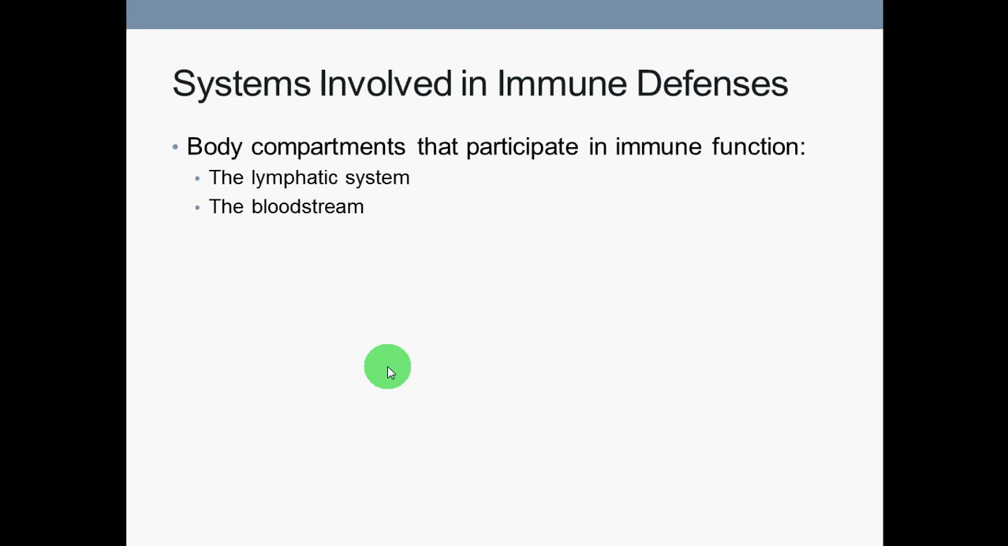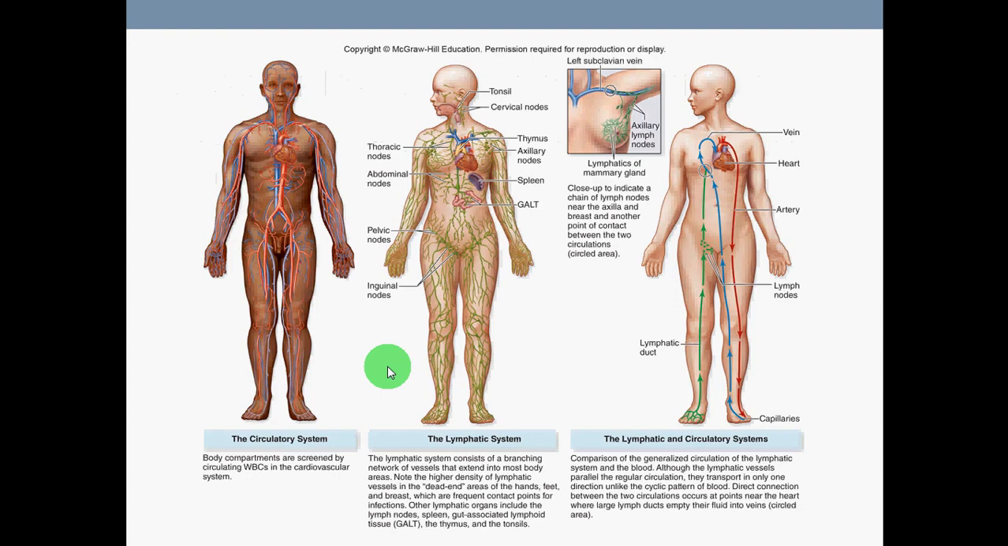The two body compartments that we're going to talk about today are your lymphatic system and your bloodstream. And one of the things that I want you guys to know about this is some of the differences between your lymphatic system and your bloodstream. Okay, these are just overviews of the entire circulatory system, which is your blood system, the lymphatic system, and then as a comparison on the far right here of both systems together. So comparison, contrasting, and then also showing you how they work together in order to work in your immune system.